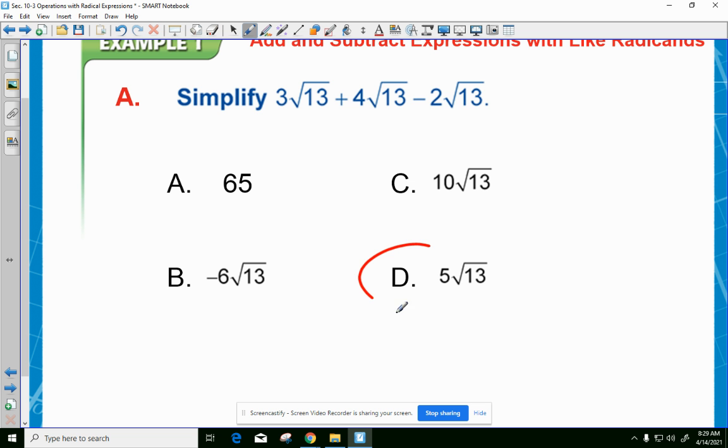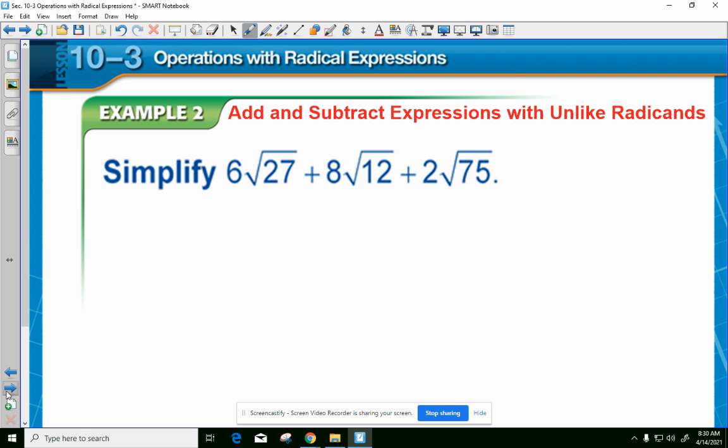Good. So the overwhelming result we see there is choice D, right? They're all radical 13s. So 3 plus 4 is 7, and 7 minus 2 is 5. All right? Is that terrible? No? So now you got to get your first curveball. Ready? All right, here we go. Can I put those three together?